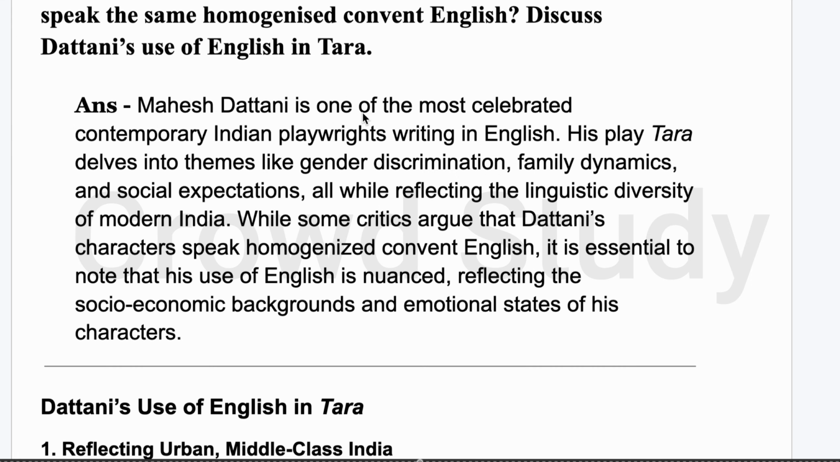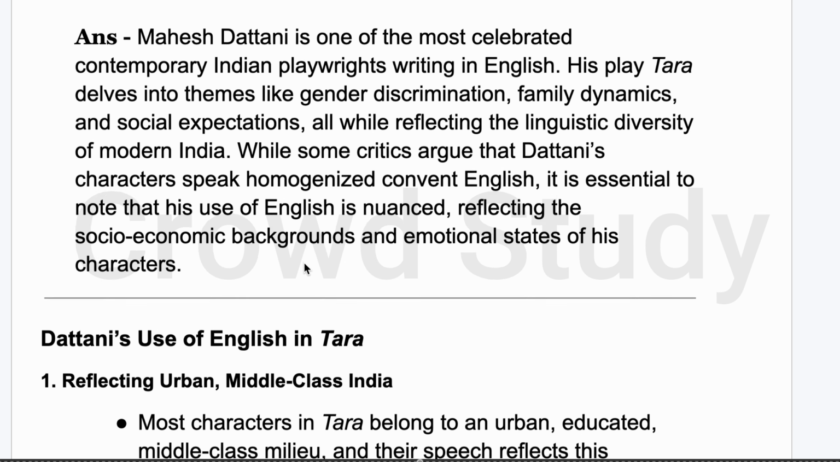Mahesh Dattani is one of the most celebrated contemporary Indian playwrights writing in English. His play Tara delves into themes like gender discrimination, family dynamics, and social expectations, all while reflecting the linguistic diversity of modern India. While some critics argue that Dattani's characters speak homogenized convent English, it is essential to note that his use of English is nuanced, reflecting the socio-economic backgrounds and emotional states of his characters.